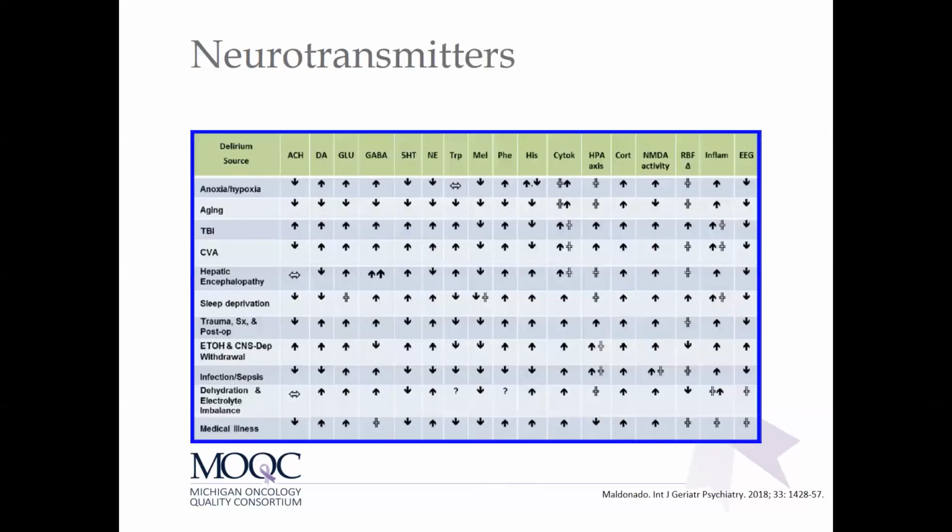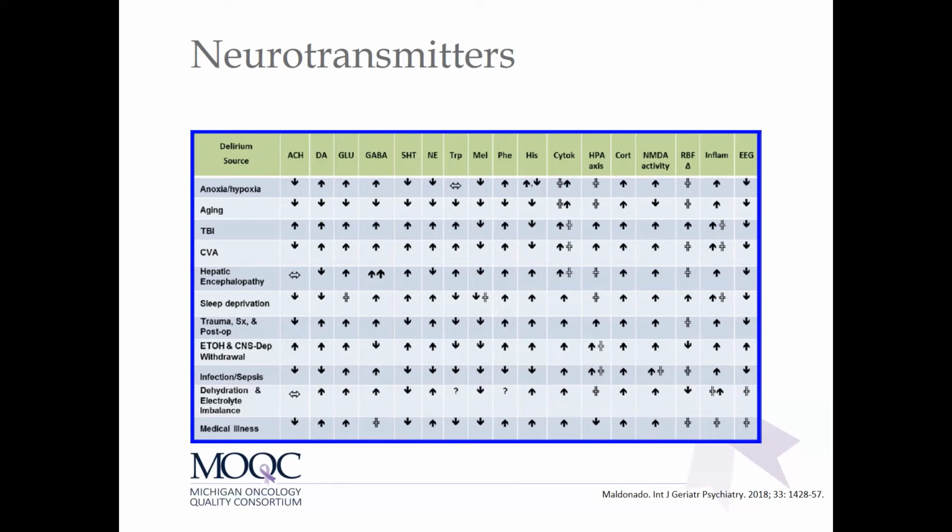But what you can see from this next slide is that it's very complicated. These are sources of delirium for patients, and they can be significant. Almost across the board, there tends to be a reduced availability of acetylcholine, regardless of the source of delirium. For patients with cancer, we're looking at the bottom one, medical illness, although in many patients we're also looking at the second from the top, aging.